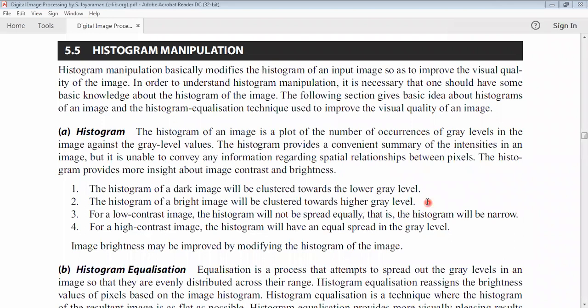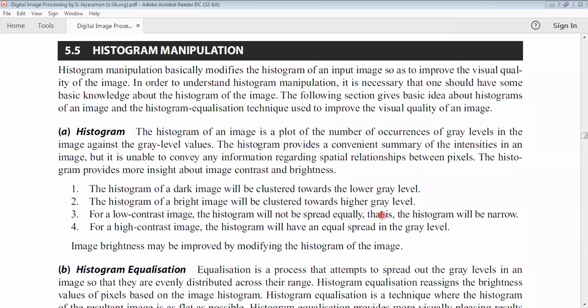Okay, next, if you draw the histogram of a bright image, meaning a white image, it will be clustered. White image means pixel intensity values of more than 230 you can treat as white. Where will these be? They will be clustered towards the higher gray levels.